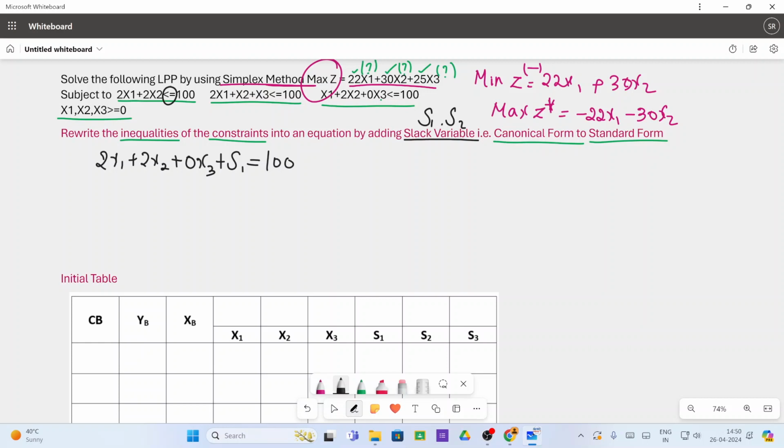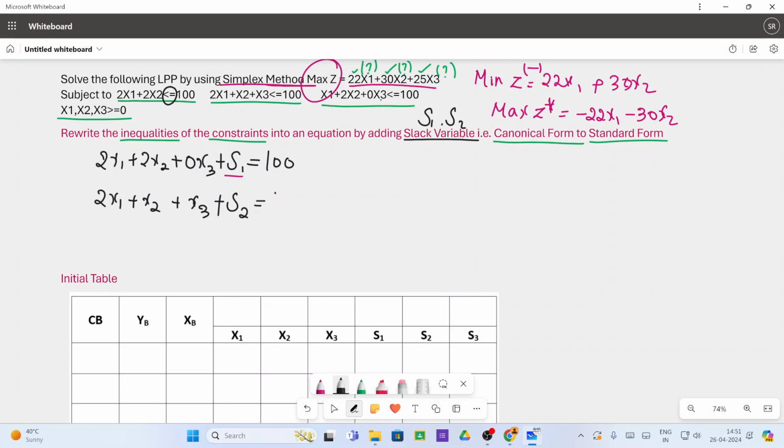The second constraint is 2x1 plus x2 plus x3. In order to convert this inequality, we have to introduce a slack. In the first equation, you introduced the slack as s1, so now you have to introduce the slack as s2.